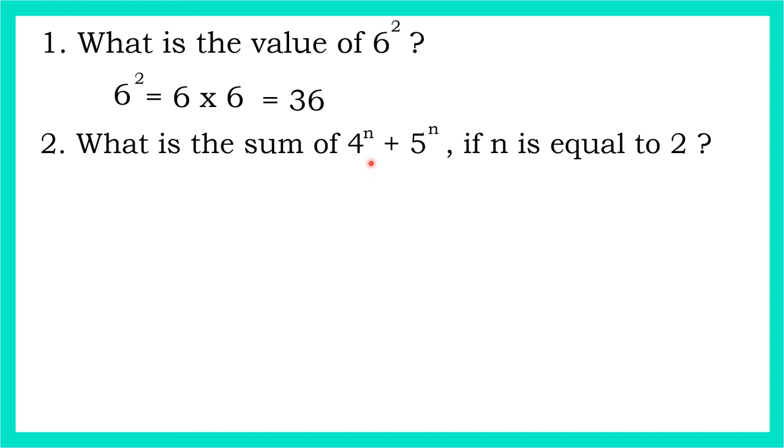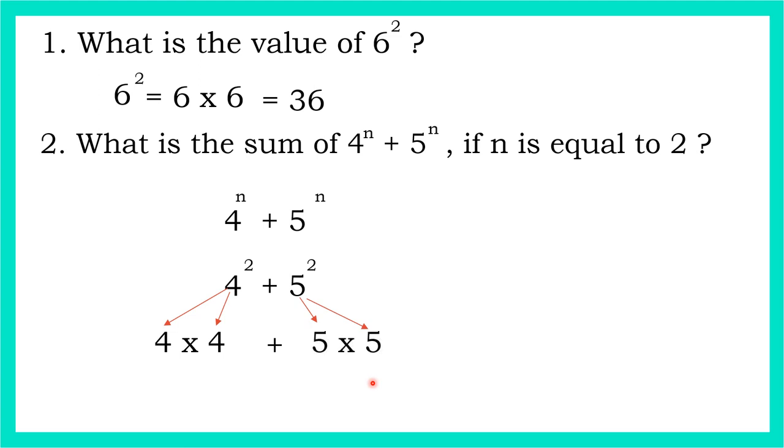What is the sum of 4 raised to n plus 5 raised to n if n is equal to 2? Now, in this case, sabi n is equal to 2. Kaya, dapat yung 2 ipalit mo dito. Diba? So, originally, this is 4 raised to n plus 5 raised to n. And since n is equal to 2, palitan mo itong dalawa. So, you have there 4 squared plus 5 squared. Tama, diba? Kasi pinalitan na natin ng 2 ang n, di ba? So, 4 squared is just equal to 4 times 4, di ba? And then, i-add natin ang 5 squared, which is 5 times 5.